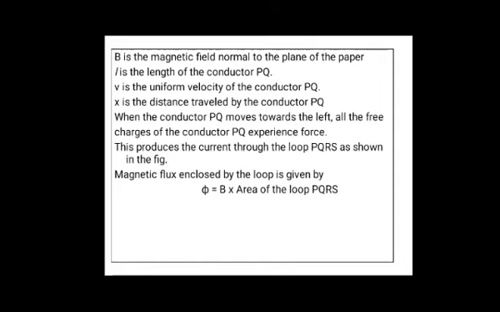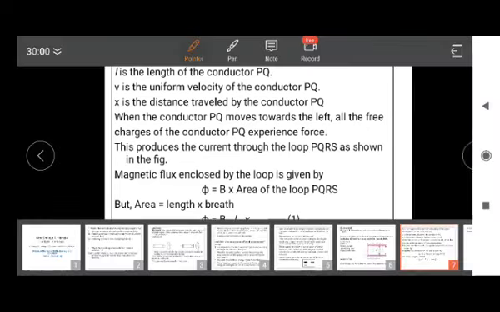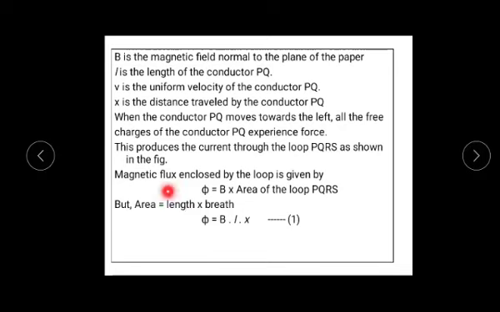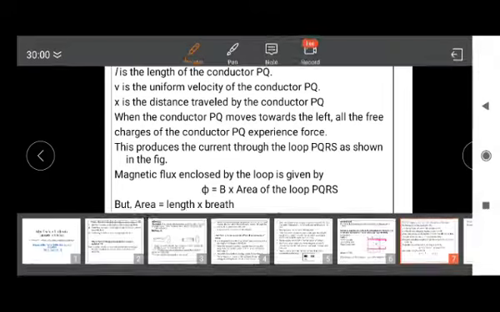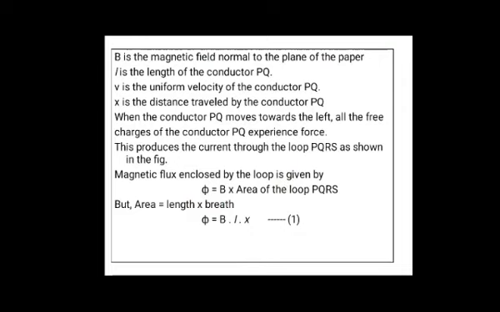So length into breadth, what will we get? Length is L, breadth is X. Substitute it here, you will get phi equal to B L X. So this is the magnetic flux. Now we have to take the help of Faraday's law. According to Faraday's law, the magnitude of induced EMF is E equal to minus d phi by dt.